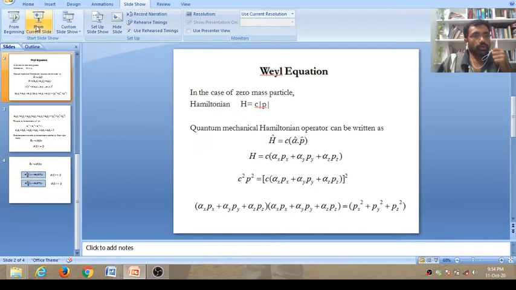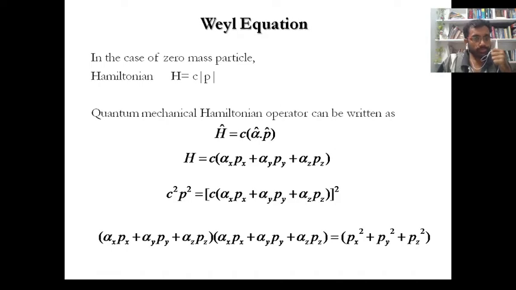Today we are going to study the Weyl equation. We studied the Dirac equation, but in the case of the Dirac equation we are taking a particle having finite mass, whereas here we are taking a particle having zero rest mass. For those types of particles, we know the energy will be equal to c into p. Otherwise we can write the Hamiltonian is equal to c into p.